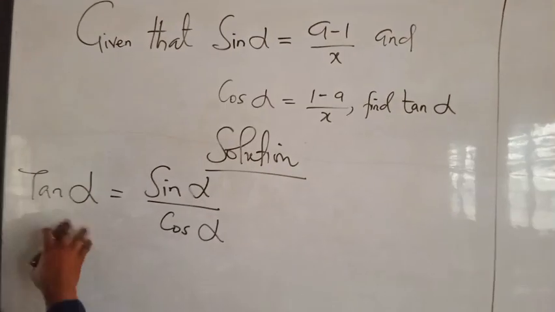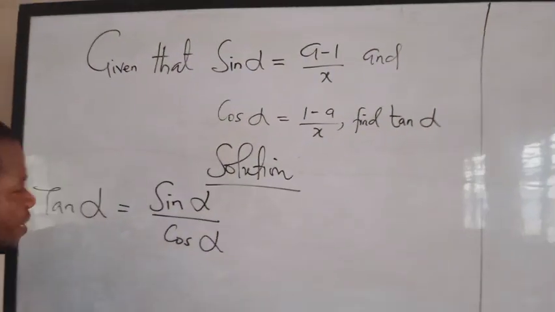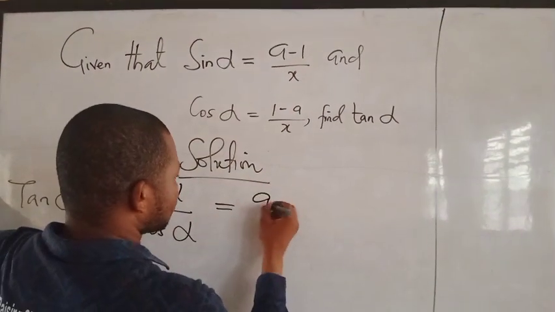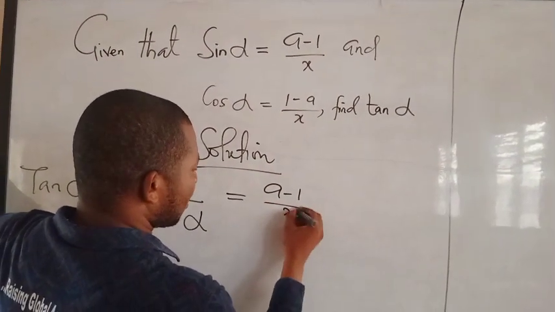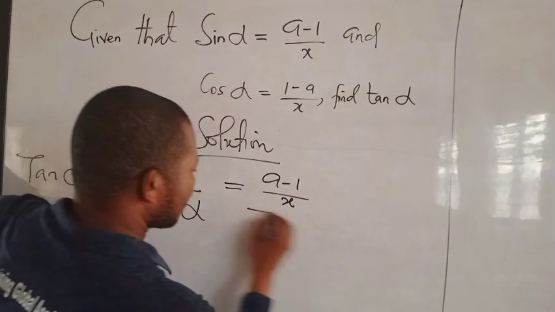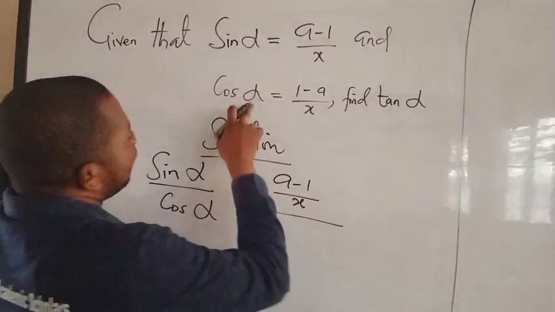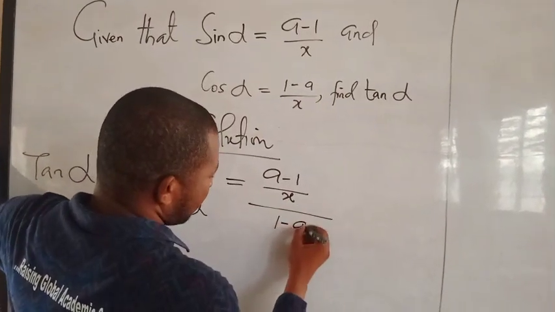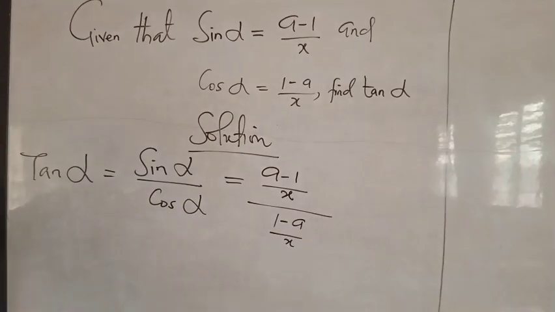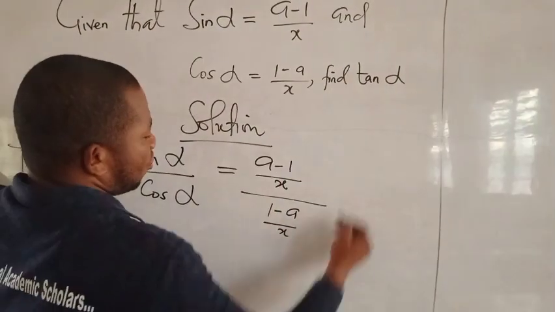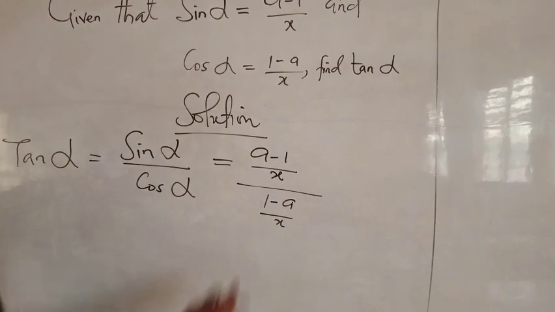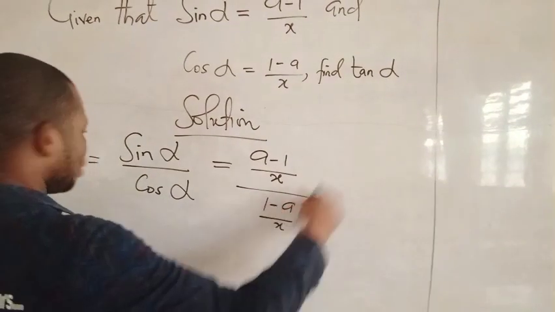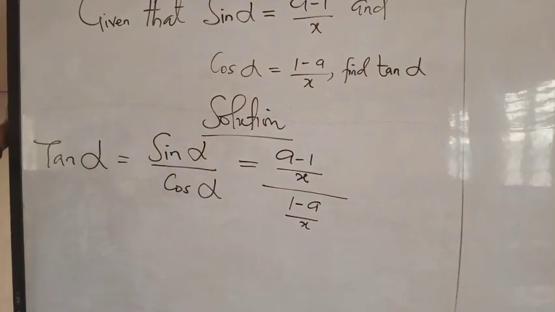So if this holds, it then means that tan alpha is equal to sine alpha, which from the equation is (a minus 1) all over x, then all divided by cos alpha. And from our equation, cos alpha is equal to (1 minus a) all over x. So what we are having here now is what I call a compound fraction. You can see this is a singular fraction, this is another fraction on its own, all in one place. So it's a compound fraction.